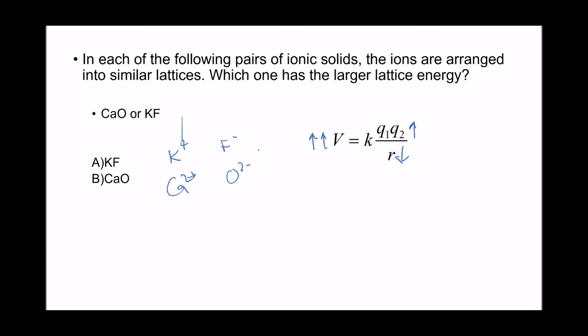And even in terms of the size, what's the size of calcium in comparison to potassium? Calcium is going to be smaller because both of them will have 18 electrons, but 18 electrons getting attracted by 20 protons in the case of calcium is going to be much smaller than 18 electrons attracted by 19 protons in the case of potassium. So calcium is smaller, okay? So even in terms of the size, calcium should have more lattice energy because it's smaller.